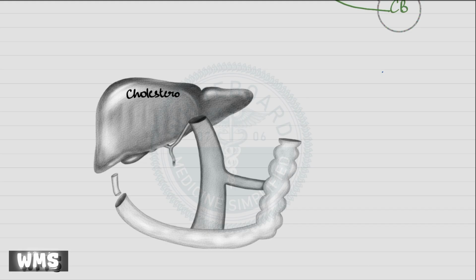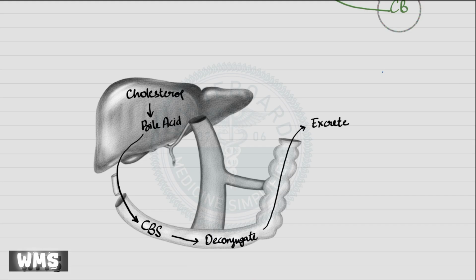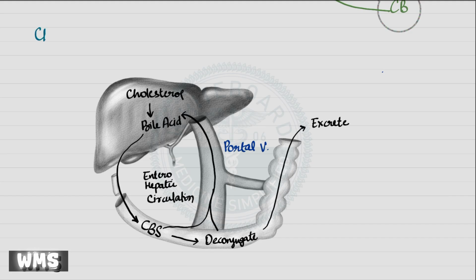Liver makes bile acid from cholesterol. About 95% of the bile acids are reabsorbed in the terminal ileum and returned to the liver through the portal vein. This recycling is called the enterohepatic circulation. The cholestyramine is a bile acid binding resin. It stays in the gut and binds to the bile acid. The bile acid-cholestyramine complex can't be reabsorbed. It is excreted in feces.